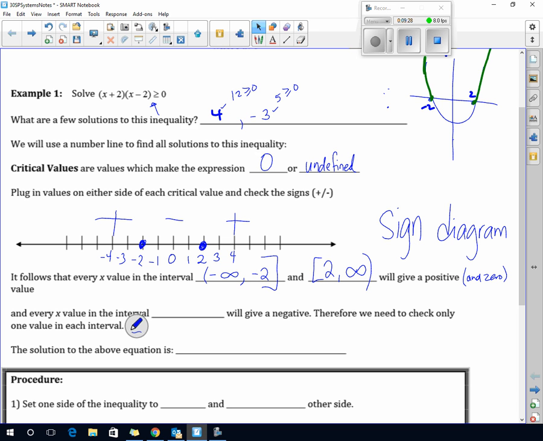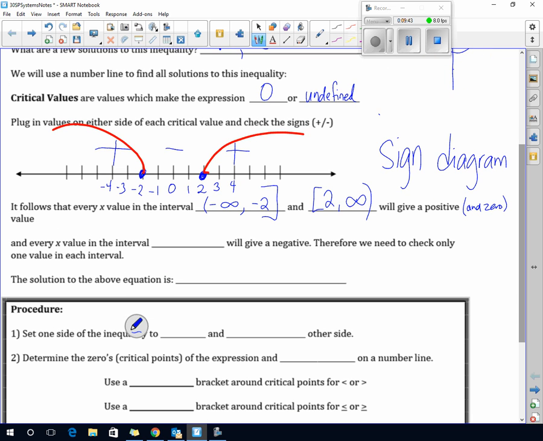Okay, and every x interval between what and what will give me a negative value? Yeah, and do I include -2? No, this time I'm not including -2, and I'm going from -2 to 2. Because at 2 it'll be 0, right? So I'm not going to include it. Therefore, we only need to check one value in each interval.